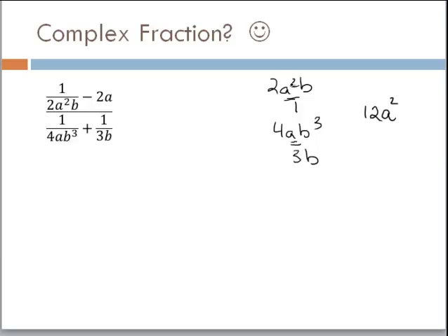So we see 2 a's here, we need that one. Here we have b, a b cubed, and a b. Well, the most b's we see would be 3. So your common denominator is 12a squared b cubed. You want to multiply this fraction by 1 in the form of that common denominator. So 12a squared b cubed.